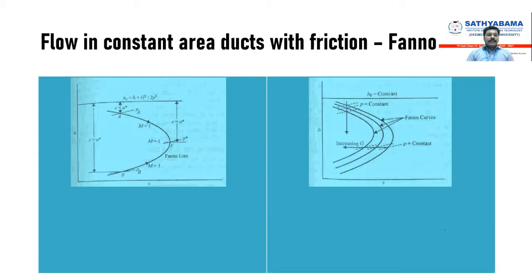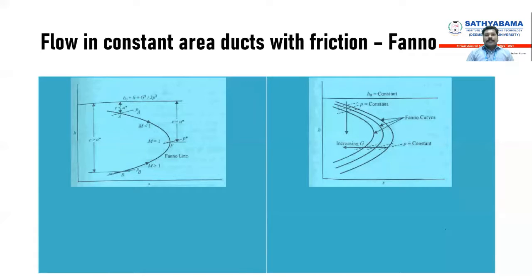What is meant by friction? You know very well that friction is a resistive force which acts opposite to the flow direction. So if we have the forward force in the flow direction, with respect to the wall you have the frictional force acting in the opposite direction. It is nothing but the reaction force.